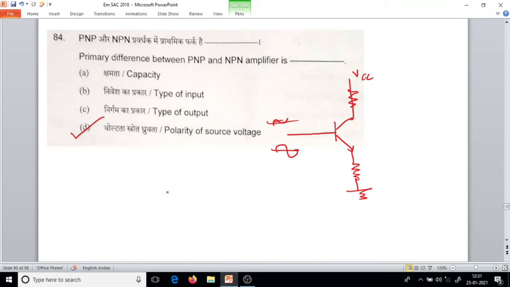Similarly, this is for an NPN transistor. If the arrow is coming out, then it is NPN. Similarly, if you use a PNP transistor, the emitter will be connected to VCC, and the collector will be going to ground. Then we will apply the input signal.